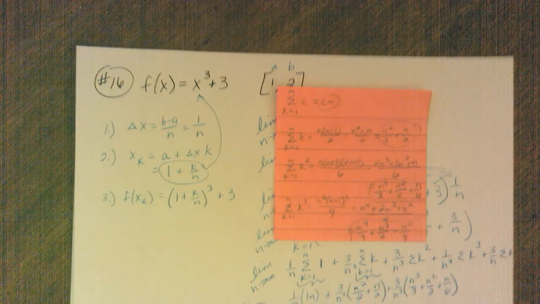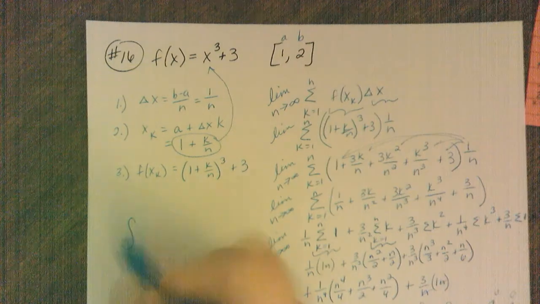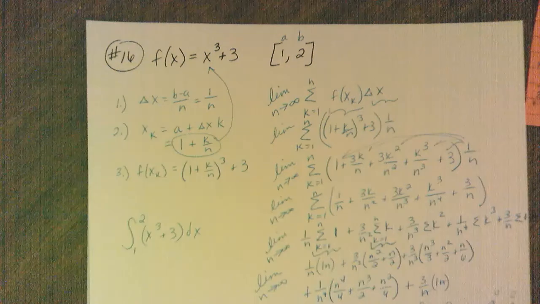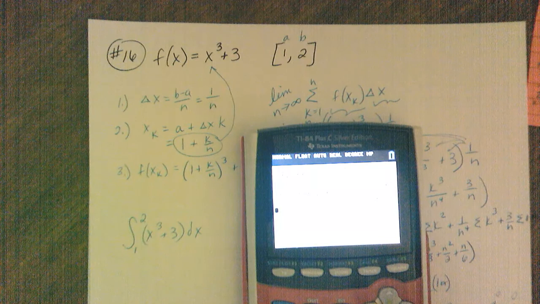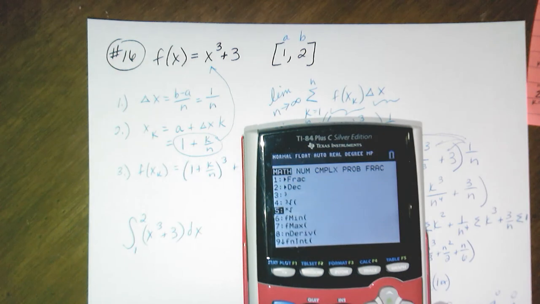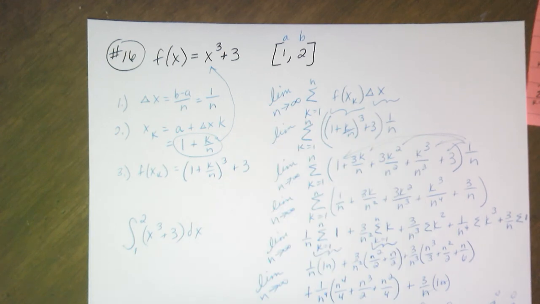I'm going to rewrite this as a definite integral and just check it in my calculator. So this would be the definite integral from 1 to 2 of x cubed plus 3 dx. Let's see, math, down to number 9, 1 to 2 of x cubed plus 3 dx. Boom. Oh yeah, that's a hard one.